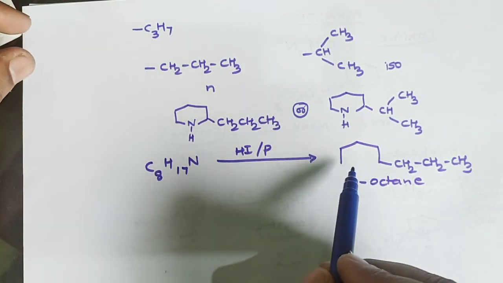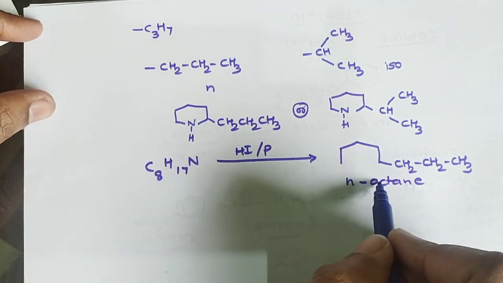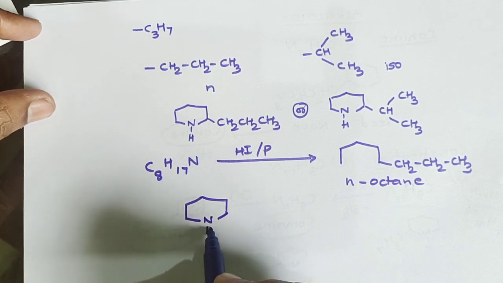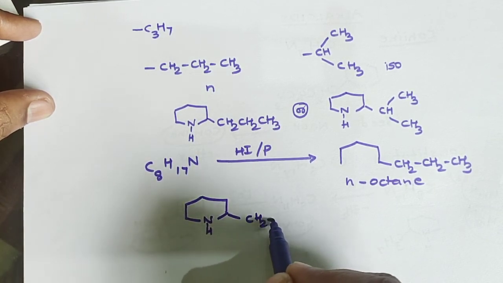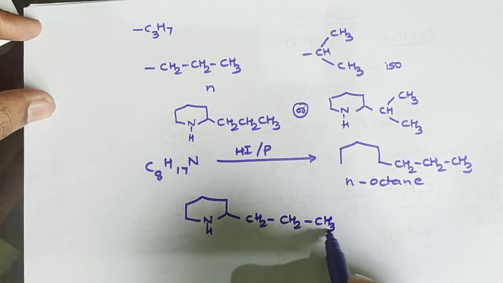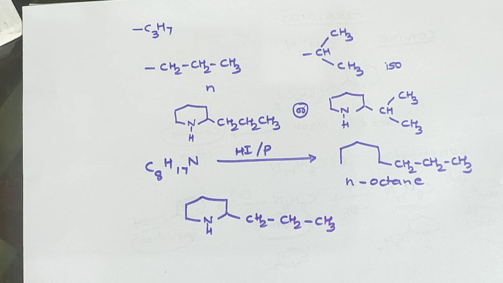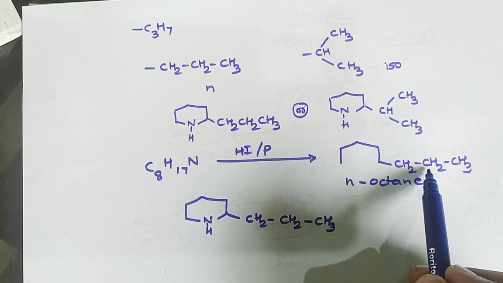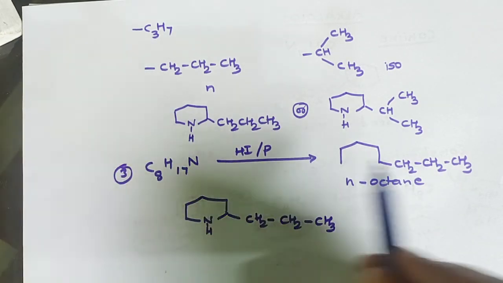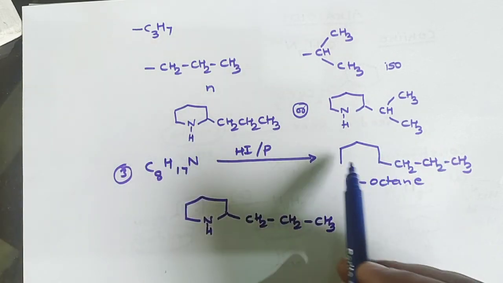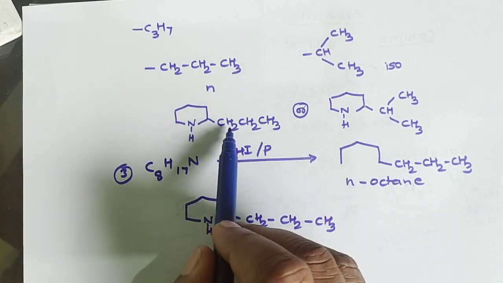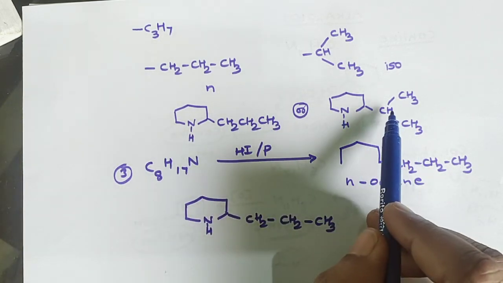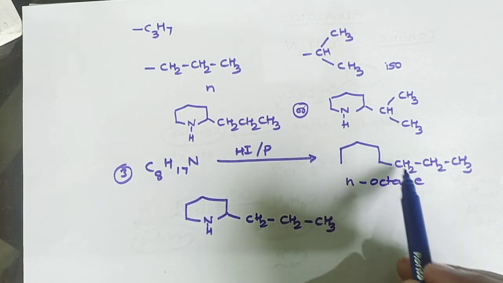Okay, now this confirms that the structure of coniine is this only. Why? Because if this would have been the structure, then we would have obtained a branched chain here. See, we are getting an n-octane, that means normal octane. That means this side chain also should be n-propyl only. If this was this, you would have got this product, with a CH3 CH3 branch.